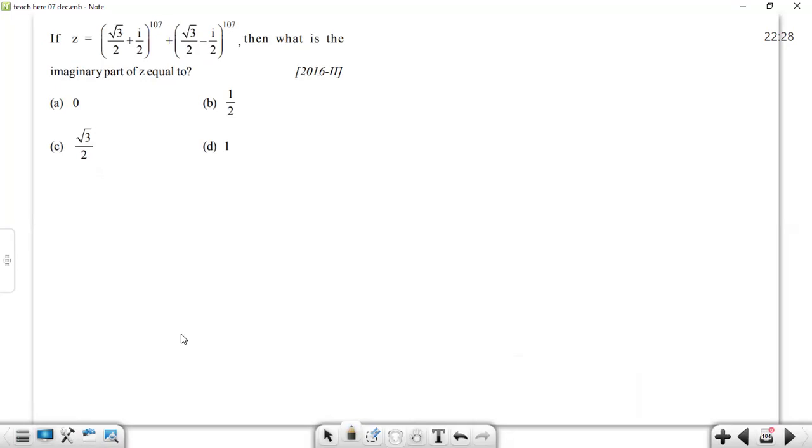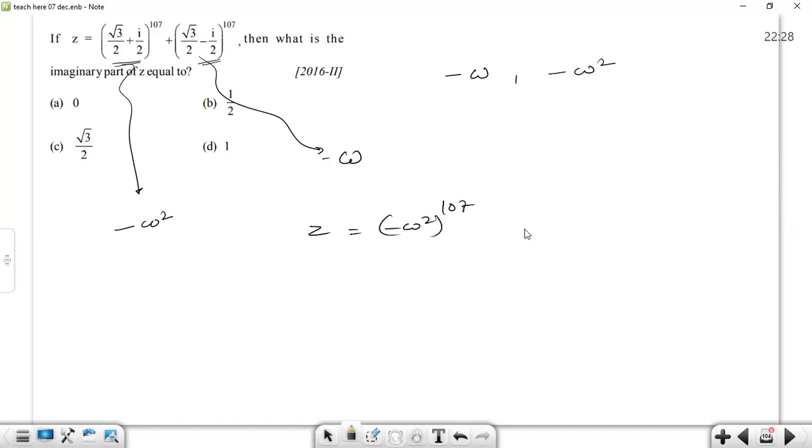As we have earlier discussed, we have to remember also what is minus of omega and minus of omega square, so that if we see any term, then we can directly spot. So what is this? Minus of omega square. And what is this particularly, the term inside the power? This is basically minus of omega. So let's rewrite z. Now this becomes minus of omega square raised to power 107 plus minus of omega raised to power 107.